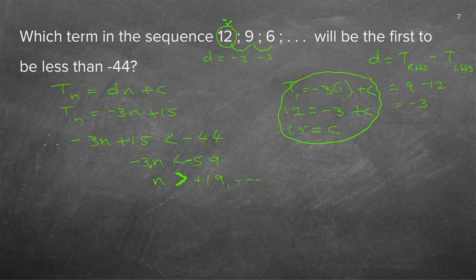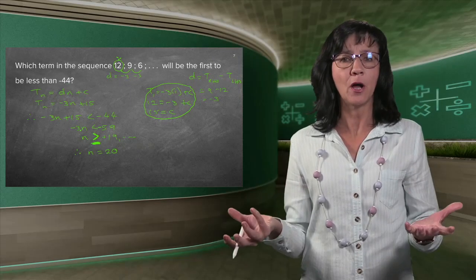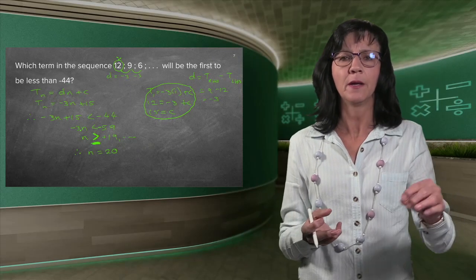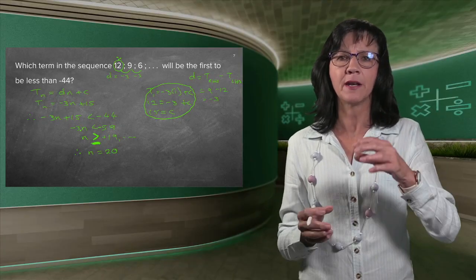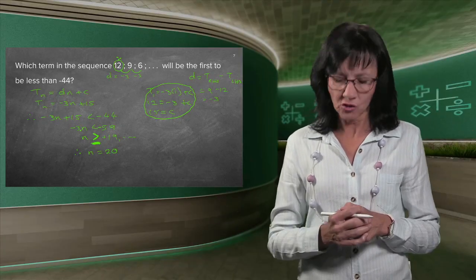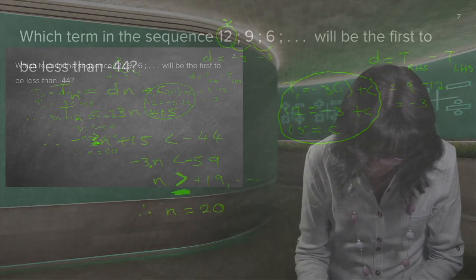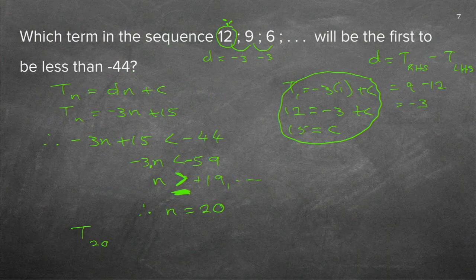It doesn't matter if I say 19, comma 1 or 19, comma 9. You're not going to round it up or down. You need the first n that is greater than 19. So therefore, the n must be 20. Because the first whole number, n can only be a whole number because it's the how manyth term. So the first whole number greater than 19, comma whatever is 20. So therefore you can say T20 will be greater than minus 44 because this is what they actually asked you.